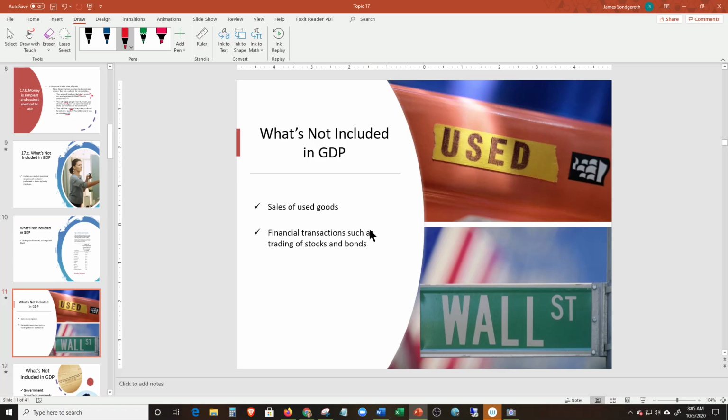So also, sales of used goods are not included. So here, a used textbook or a used automobile or the value of a house built in a previous year when it's sold. That is not included. Though, of course, the services of the real estate agent or the lawyer who's part of this transaction will be included, as will brokers in the next little photo.